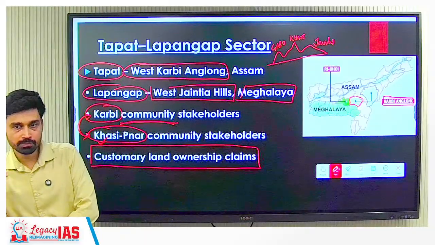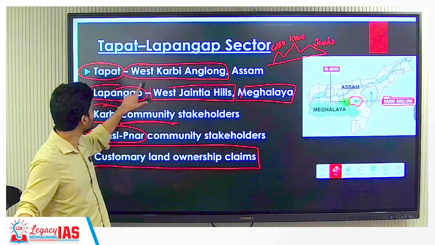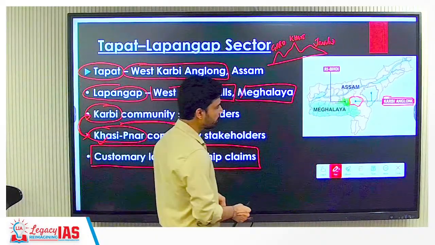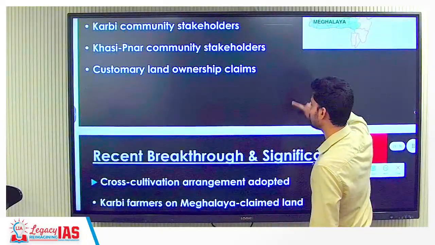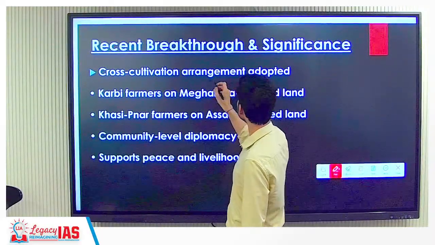But when the state's borders were being delineated, what happened? In the map, we showed these areas belonging to which state? Belonging to Assam, right? So that's why the Karbi community and the Khasi Pnar community do not want to accept this particular decision. Now, recent breakthrough and significance: if you look, a cross cultivation arrangement was adopted.